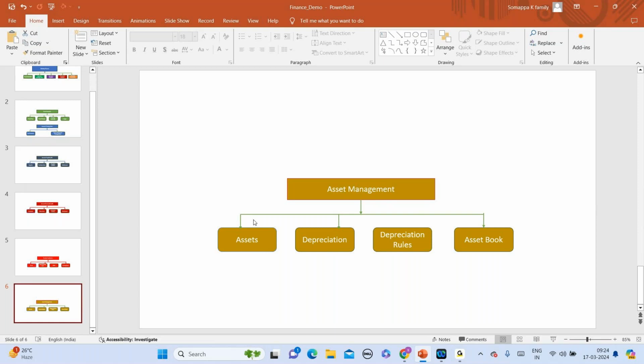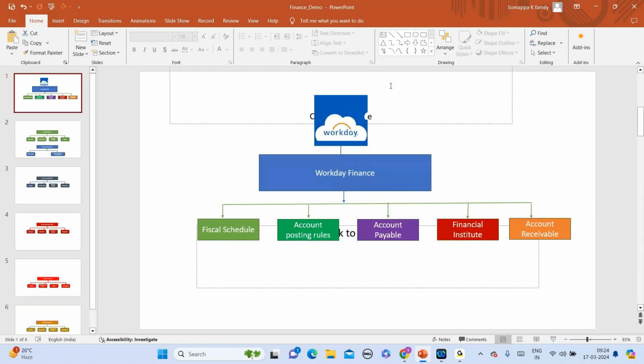So in general, the finance module will have this. Once again, I'll tell you so that you can clearly understand. Once you talk about Workday Finance, it consists of fiscal schedules, which I will be covering, account postings I will be covering, account payable, financial institution, account receivable, and asset management. So these are the topics that will be covered as part of the finance module. And of course, in this one I'll be covering integrations a little bit also. Whenever integrations come for posting tools and all, that also I'll be covering. Okay. So this is a brief about the finance module.